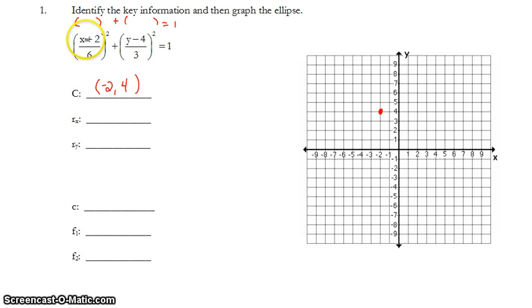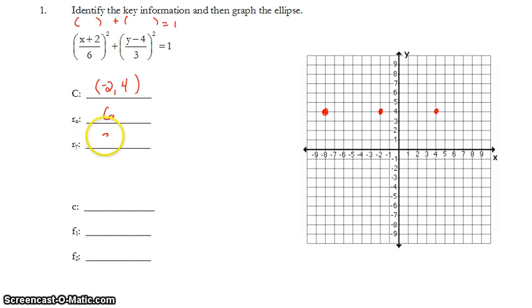Rx is always what I'm dividing my x term by. In this case, that's 6. That means from my center, I am going to go to the right 6, 1, 2, 3, 4, 5, 6, and left 6, 1, 2, 3, 4, 5, 6. That's my x radius.